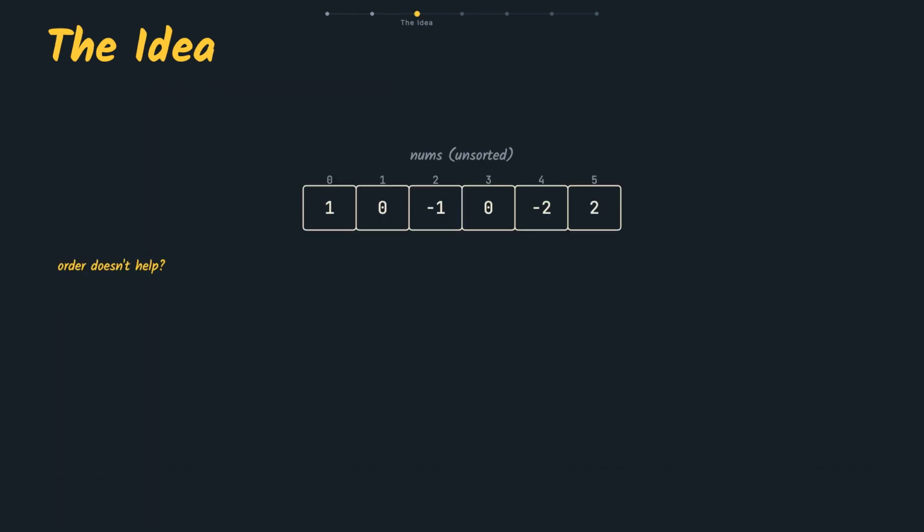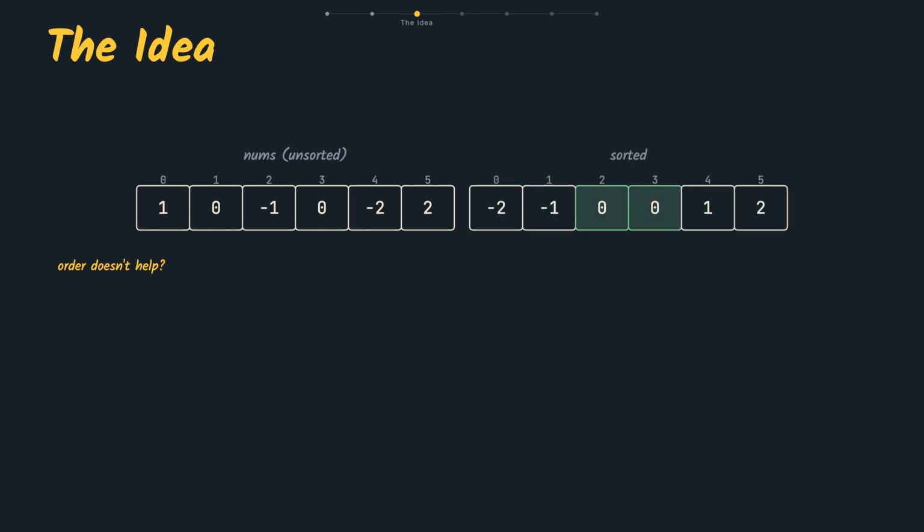Pause here. Look at the list again. The numbers are in random order. Does that ordering help us at all? Not really. But what if we sorted it first? Now duplicates sit next to each other, and small numbers come before big ones.